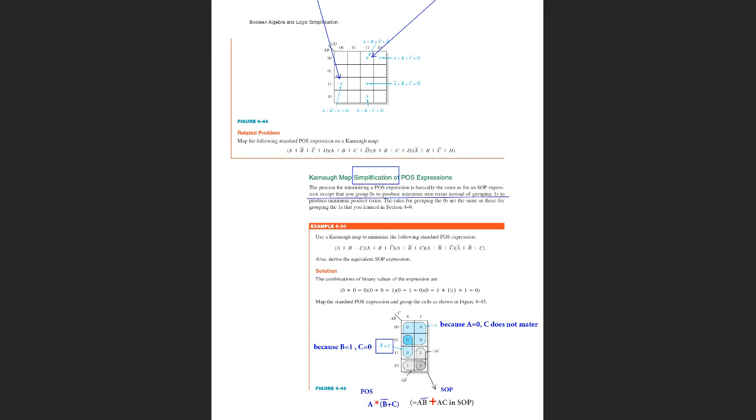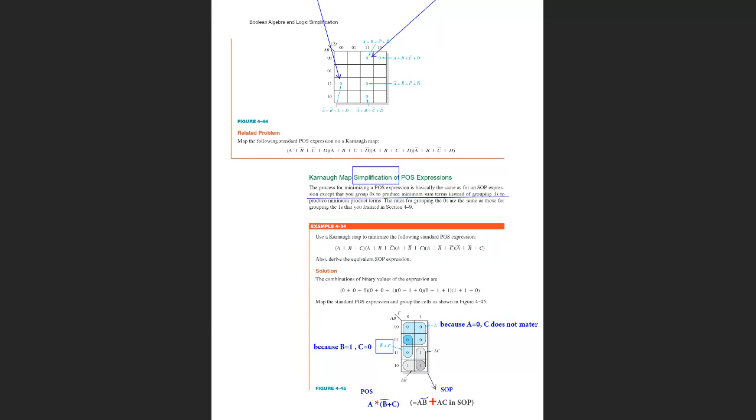So we create adjacent groups. If we can create a group of 4, we know that we can eliminate a certain number of variables, okay? If it is a group of 4, 2 power 2 is 4, so we can eliminate 2 variables. For instance, for the group of zeros in the top, the minimized form of this sum would be just A, because A is 0 and C does not matter, okay?